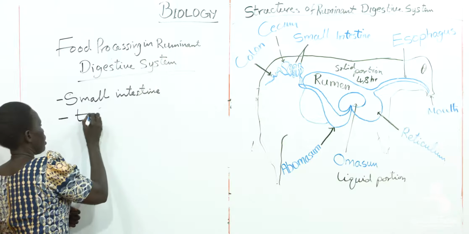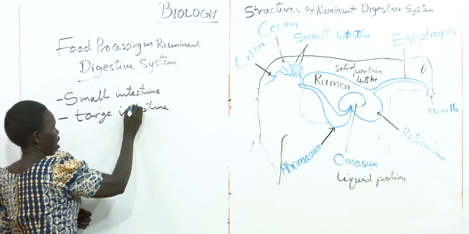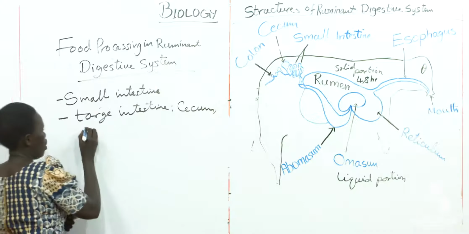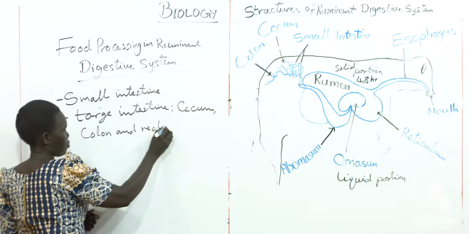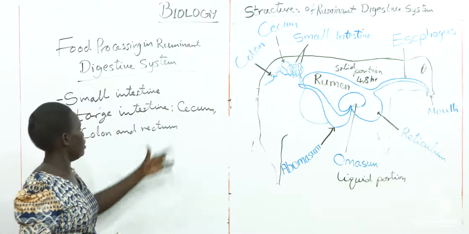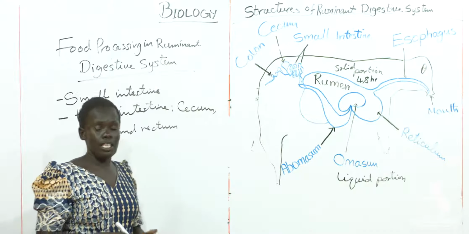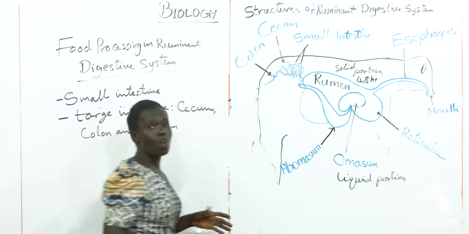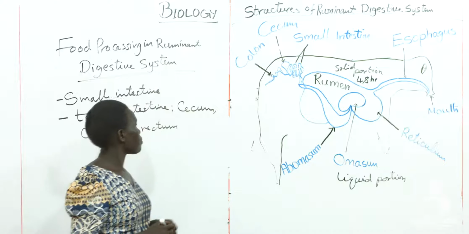This large intestine is made up of cecum, colon, and rectum. Cecum is the one connecting the large intestine with the small intestine, because it's the first part of the large intestine, and where the undigested food is stored to be sent out of the body.